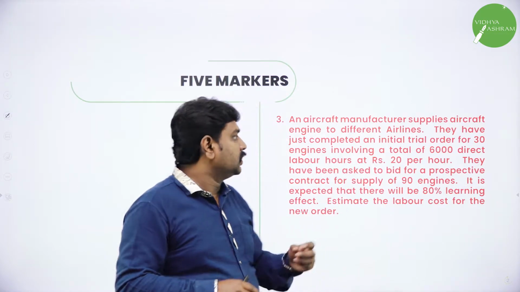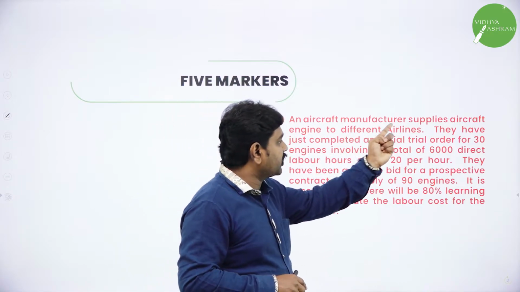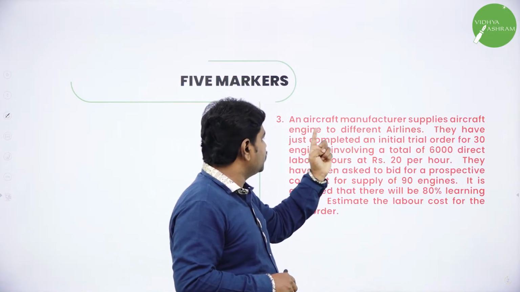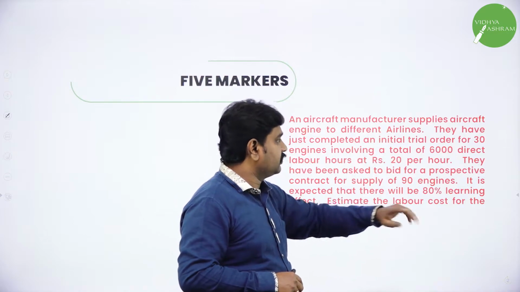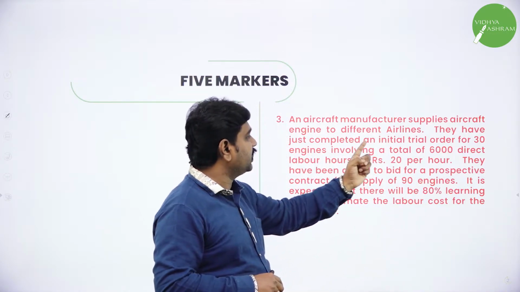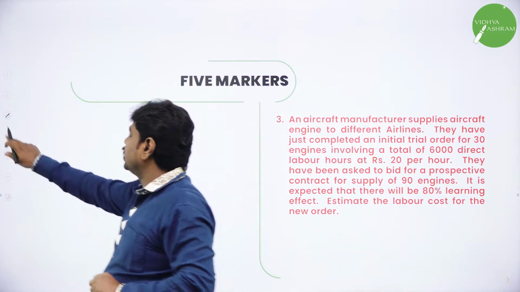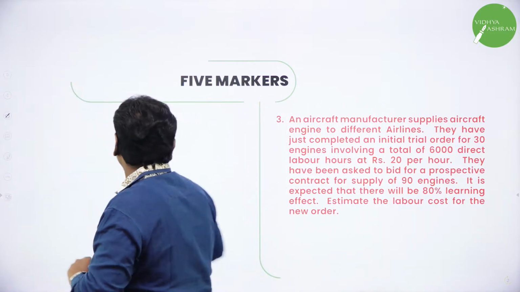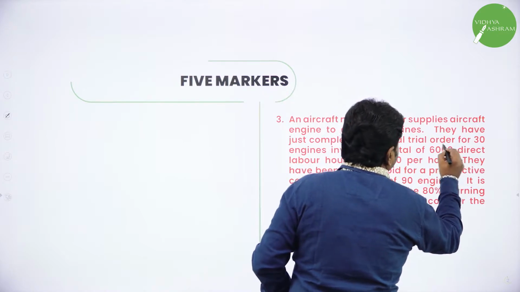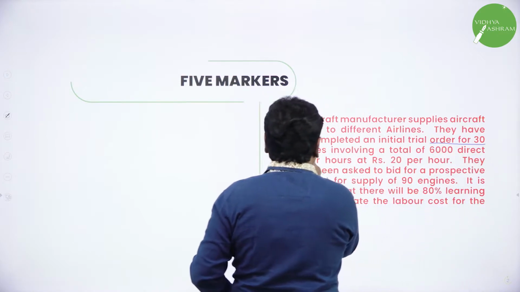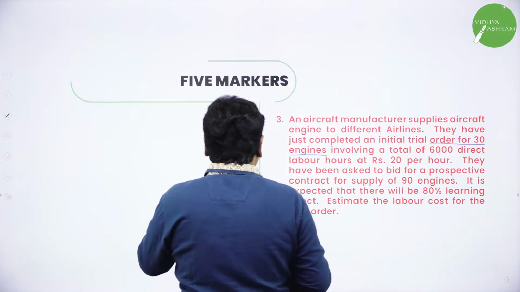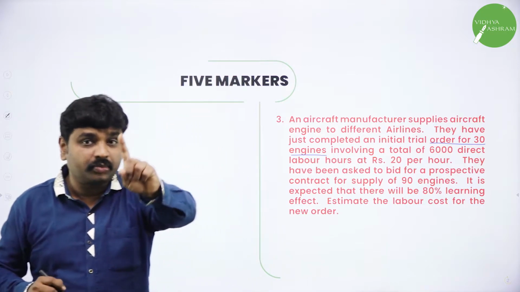the table. Now they told an aircraft manufacturer supplies aircraft engines to different airlines. They have just completed an initial order of 30 engines. Please observe, they told initial order of 30 engines. See, initially they are not producing one engine, they are producing 30 engines.